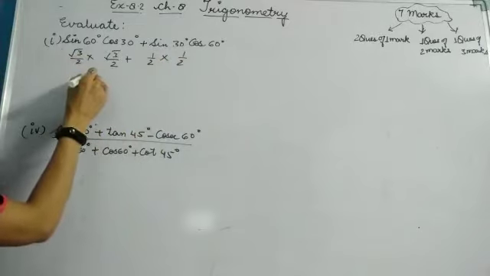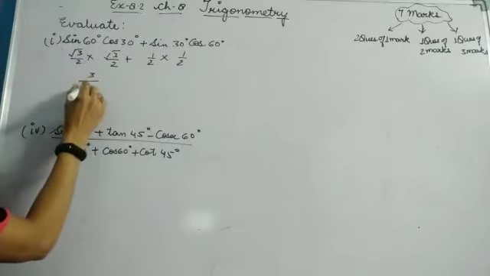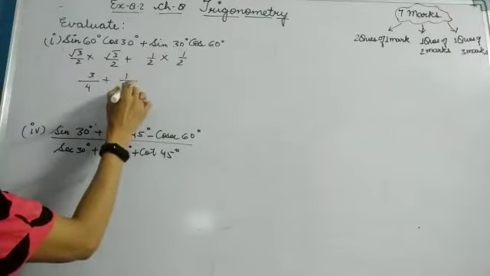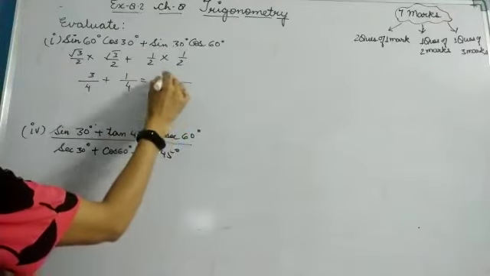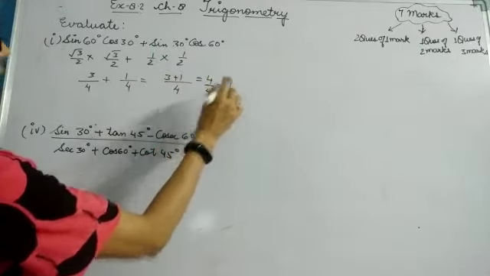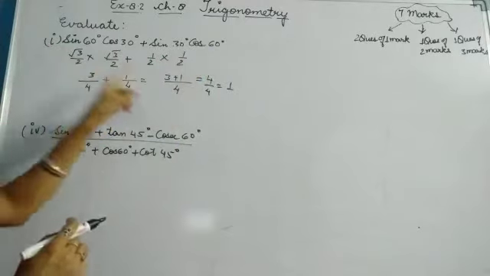Root 3 into root 3 is just 3. 2 into 2 is 4 plus 1 into 1 is 1, 2 into 2 is 4. So just take the LCM, so you will be getting it as 3 plus 1 which is 4 by 4 equal to 1. That means the complete value of this is 1.